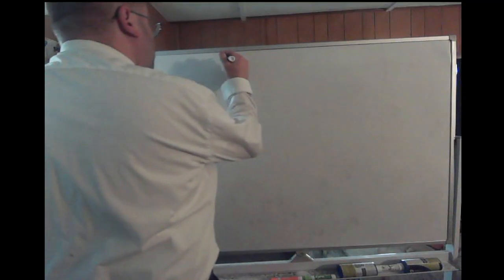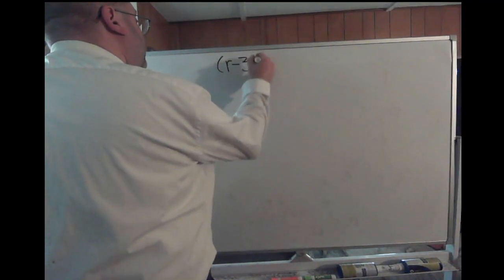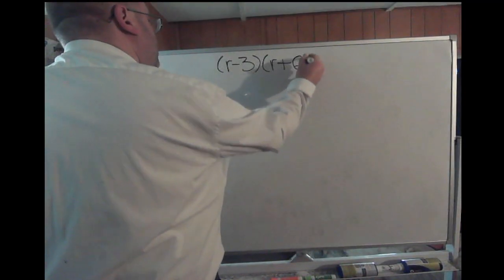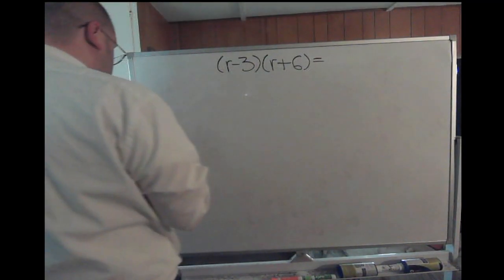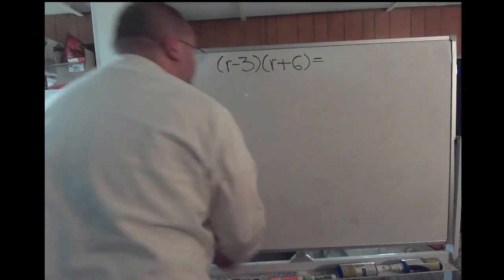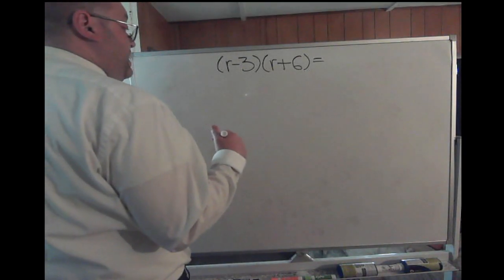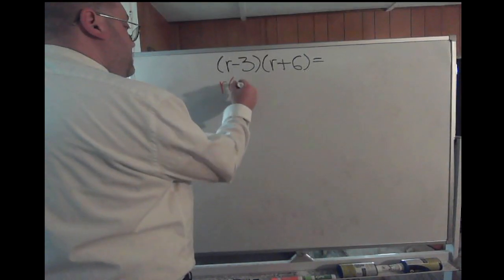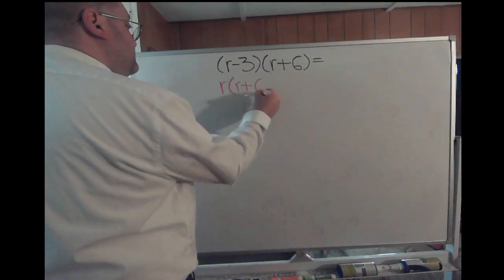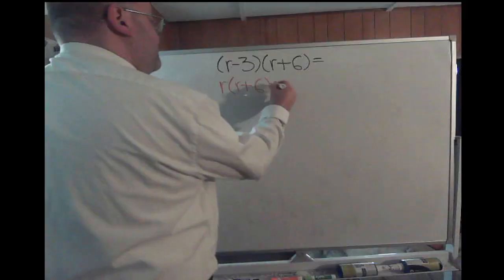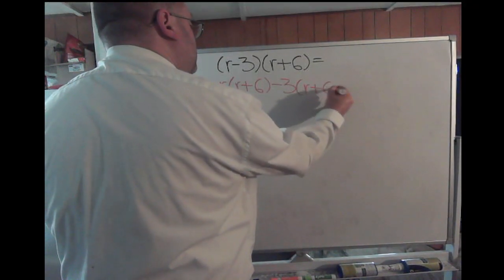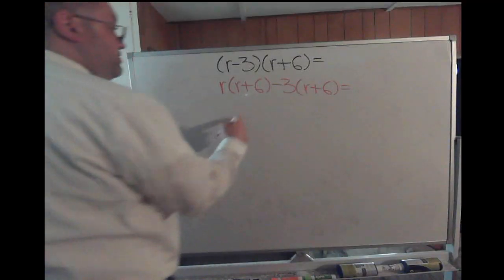Alright. R minus 3, that quantity, times R plus 6. So what we got to do now is, of course, we'll take that first R, take that times the quantity of R plus 6. Then we'll do minus 3 times the quantity of R plus 6. Now we'll just do the distributive property.